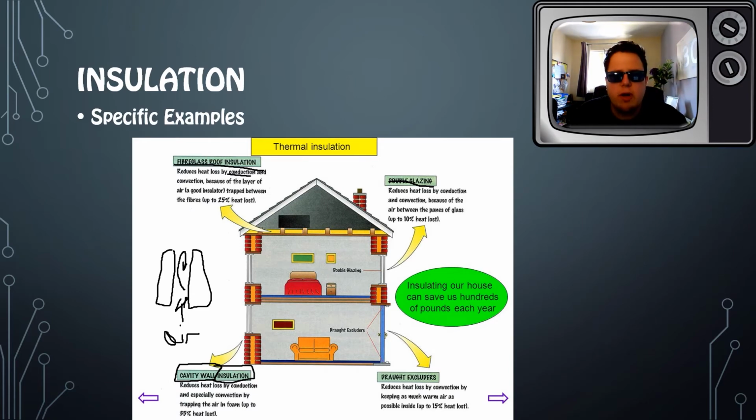Then we're talking about draft excluders. Alright, so draft excluders basically just make sure that you don't have air passing around the gaps in a door or window. Alright, this stops warm air getting out, cold air getting in. Now, all of this together will cost money to install, but it will save money on bills. And that's our next slide.